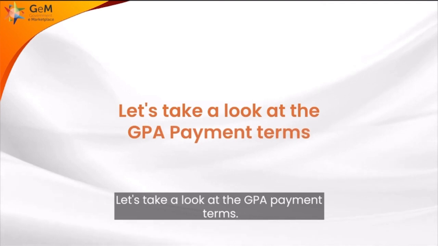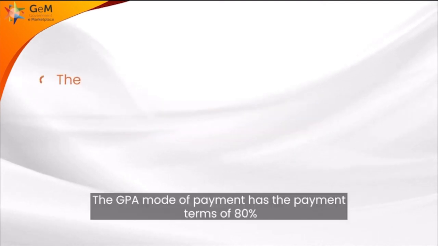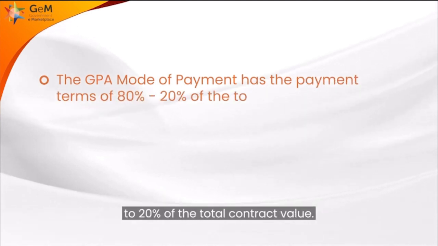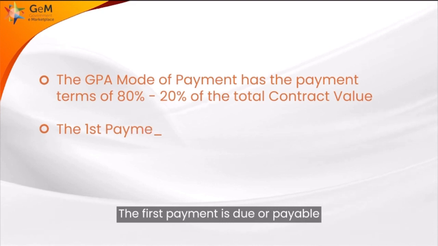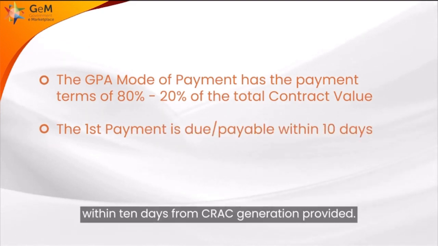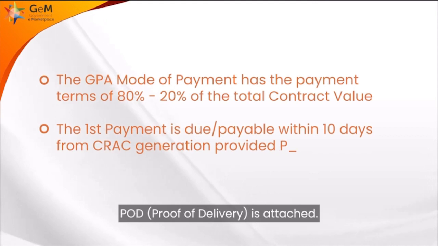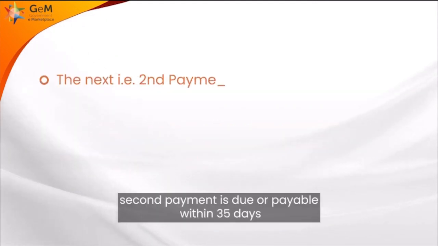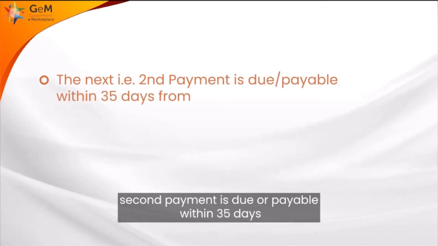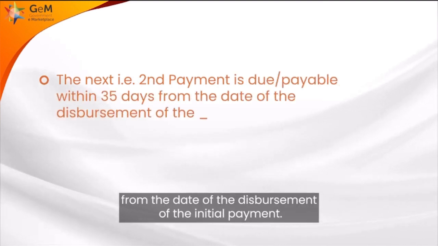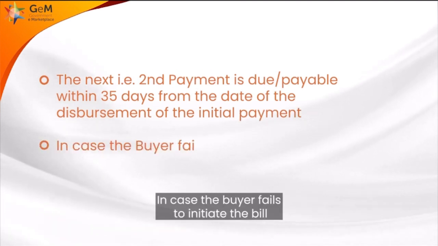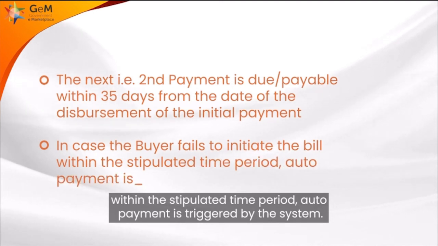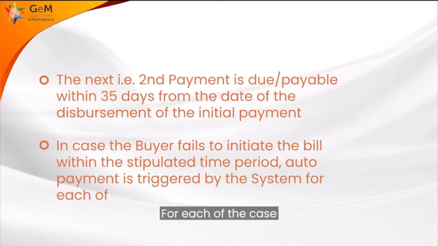Let's take a look at the GPA payment terms. The GPA mode of payment has the payment terms of 80% to 20% of the total contract value. The first payment is due or payable within 10 days from CRAC generation, provided POD, proof of delivery, is attached. The second payment is due or payable within 35 days from the date of the disbursement of the initial payment. In case the buyer fails to initiate the bill within the stipulated time period, auto payment is triggered by the system for each of the cases.